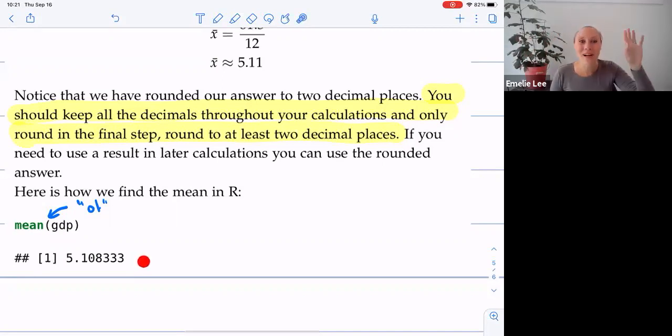Time flies when you're having fun, I guess. You guys are like, not really. And so the true mean would be 5.108333, right? And so any output is kind of followed by pound sign.